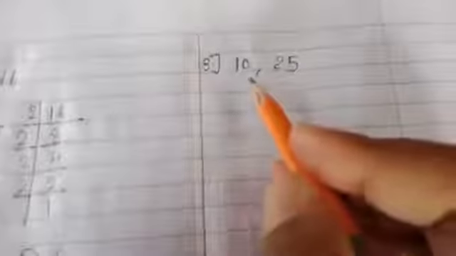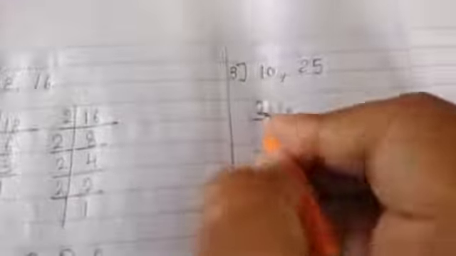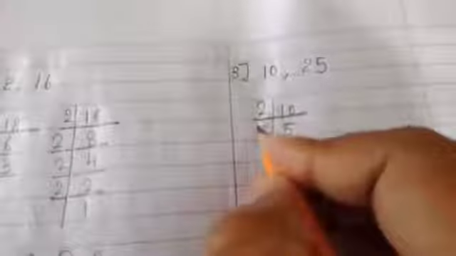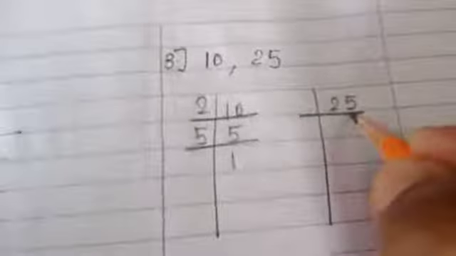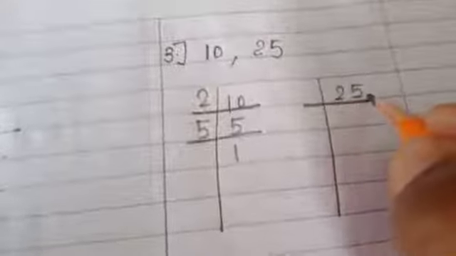Now number 3, 10 and 25. First of all we have to take out prime factorization for 10. 10 will come in 2 table. 2 5s are 10. Then 5 1s are 5. Then we will take out prime factorization for 25. In 2 table, 25 will not come. See, in the one's place which digit is there? 5. So it is not divisible by 2. In 3 table, 2 plus 5 is 7.